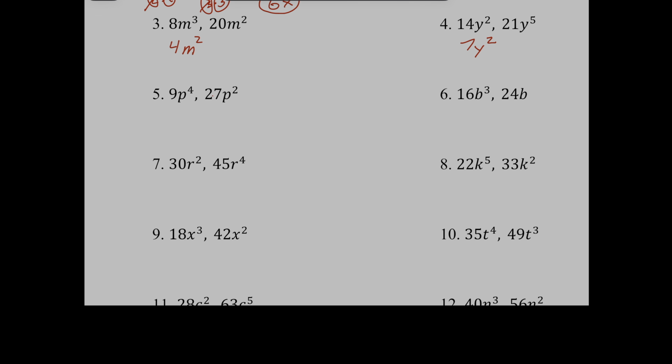Let's look at number 5. Will 9 go into 27? It will. So it's 9p squared. Use the lowest exponent. So if the lowest number will go into the biggest, you win. Now, you always have to pick the lowest because you're not going to have something bigger than the biggest that's going to be common, right? So always start with the lower number.